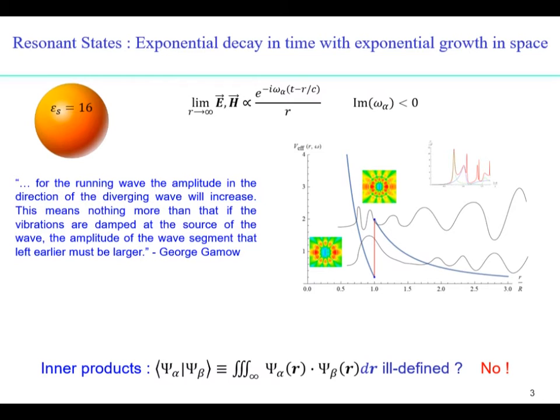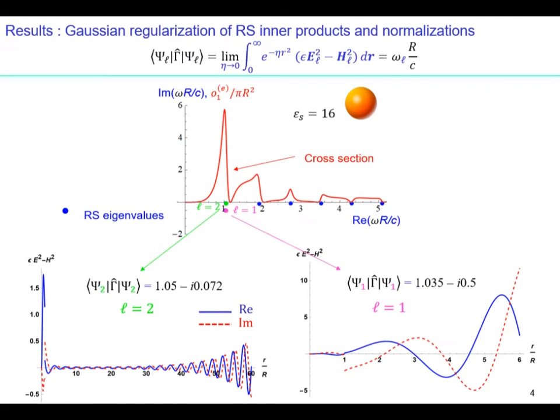This difficulty was discussed long ago by George Gamow when he used resonance states to describe alpha decay. This far-field divergence is sometimes called the exponential catastrophe, since it makes it appear that it would be impossible to define resonance state inner products as field products integrated over all space. A major result of this article was to show that Gaussian regularization allows a superficially ill-defined inner product to be evaluated analytically to yield definite finite values.